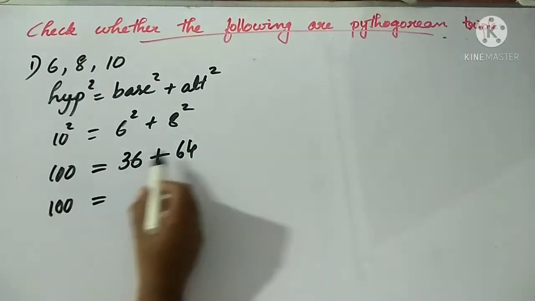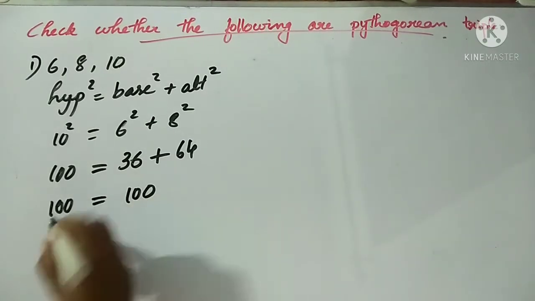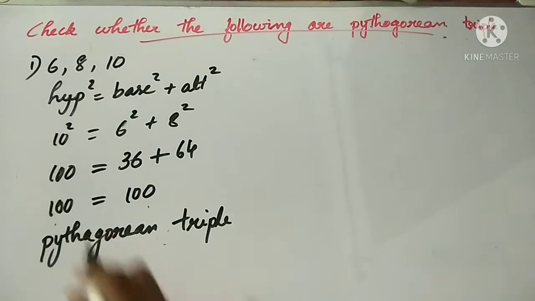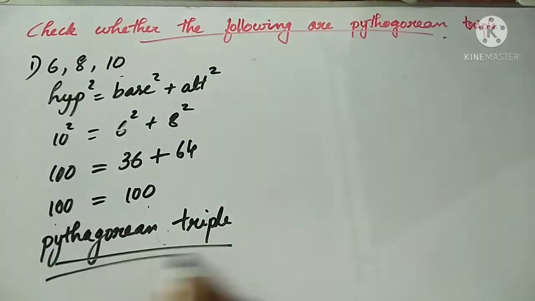100 is equal to 36 plus 64, 100. So LHS is equal to RHS. So we can say that these numbers are Pythagorean triple.